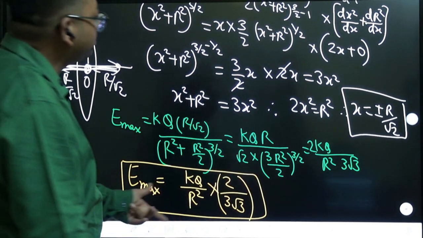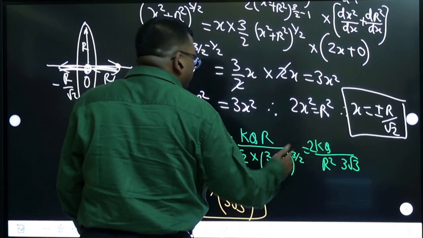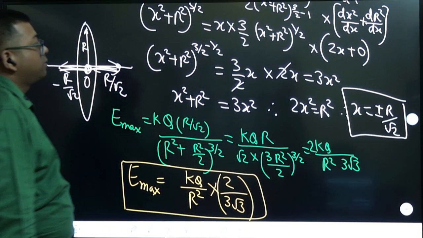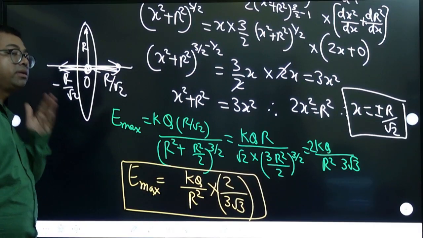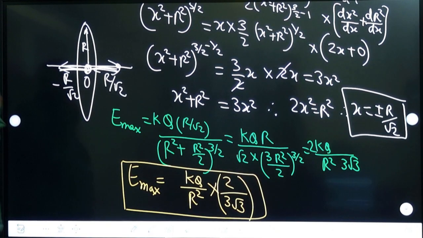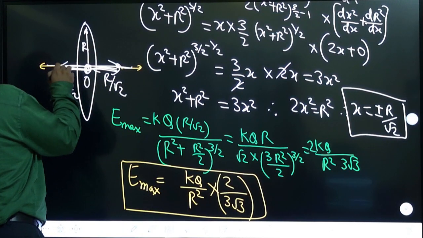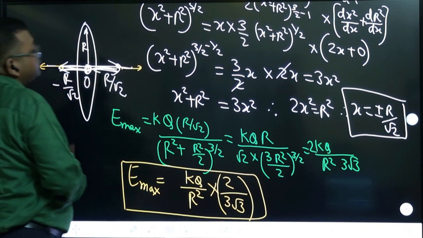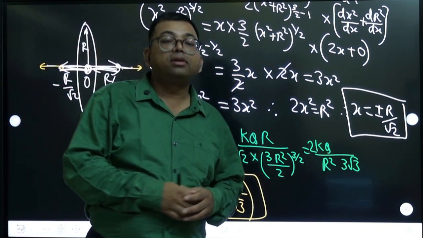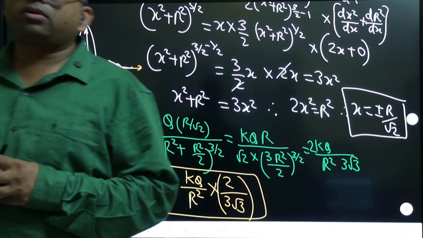And at what distance does the maximum field happen? R by root 2, either this side or that side. Of course, this side the field will be this way and this side the field will be that way. So you may say this is like minimum. Minimum means it is because of the minus sign, minimum is there. But the value is maximum only.